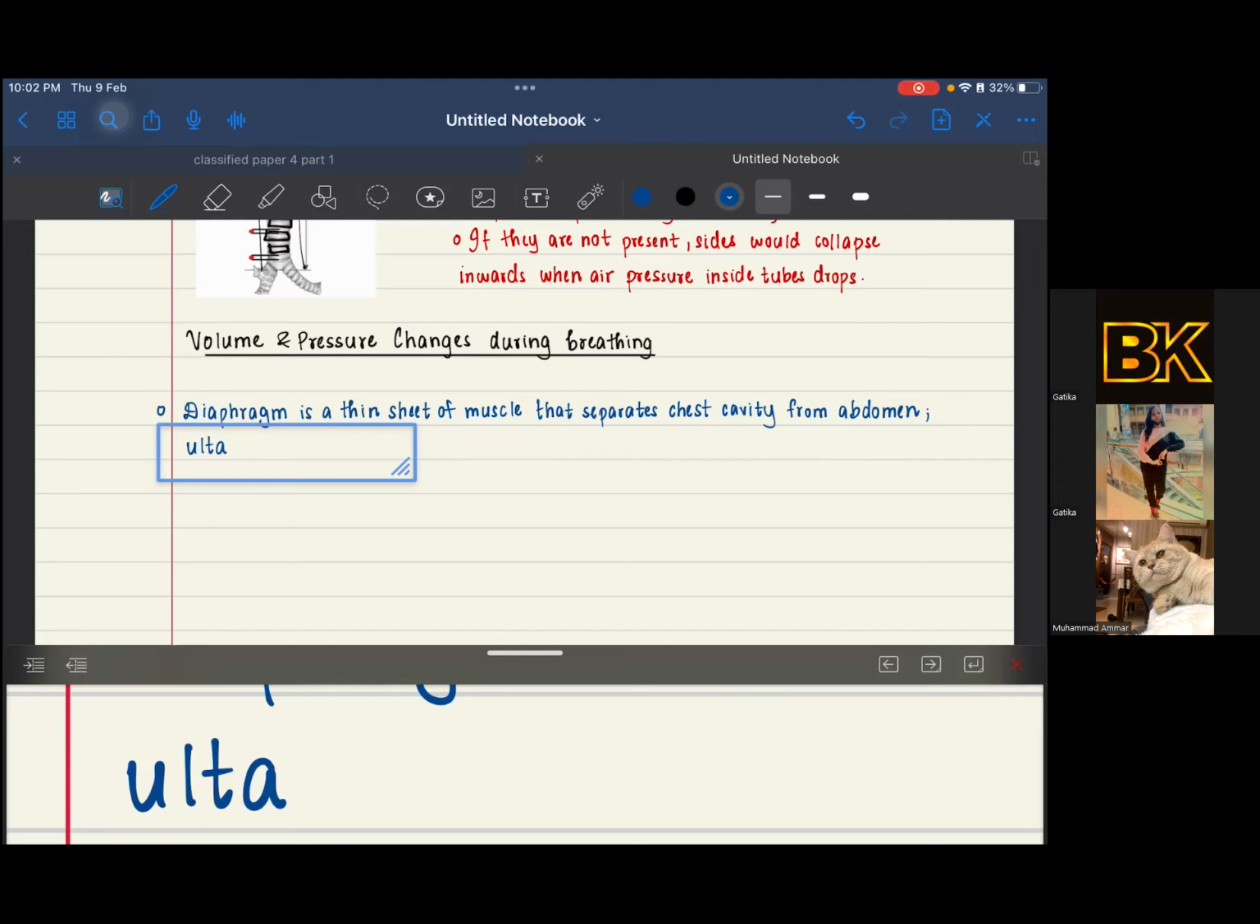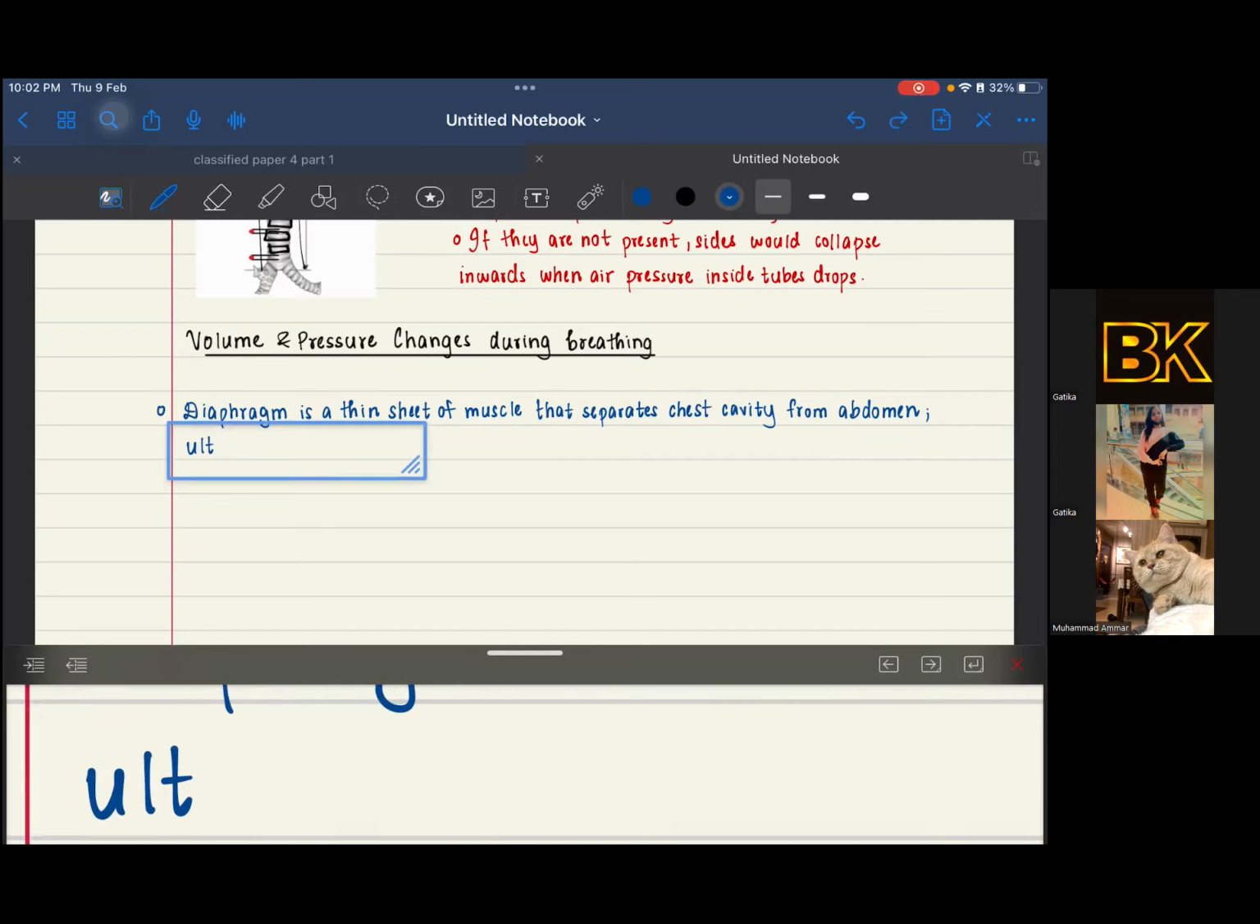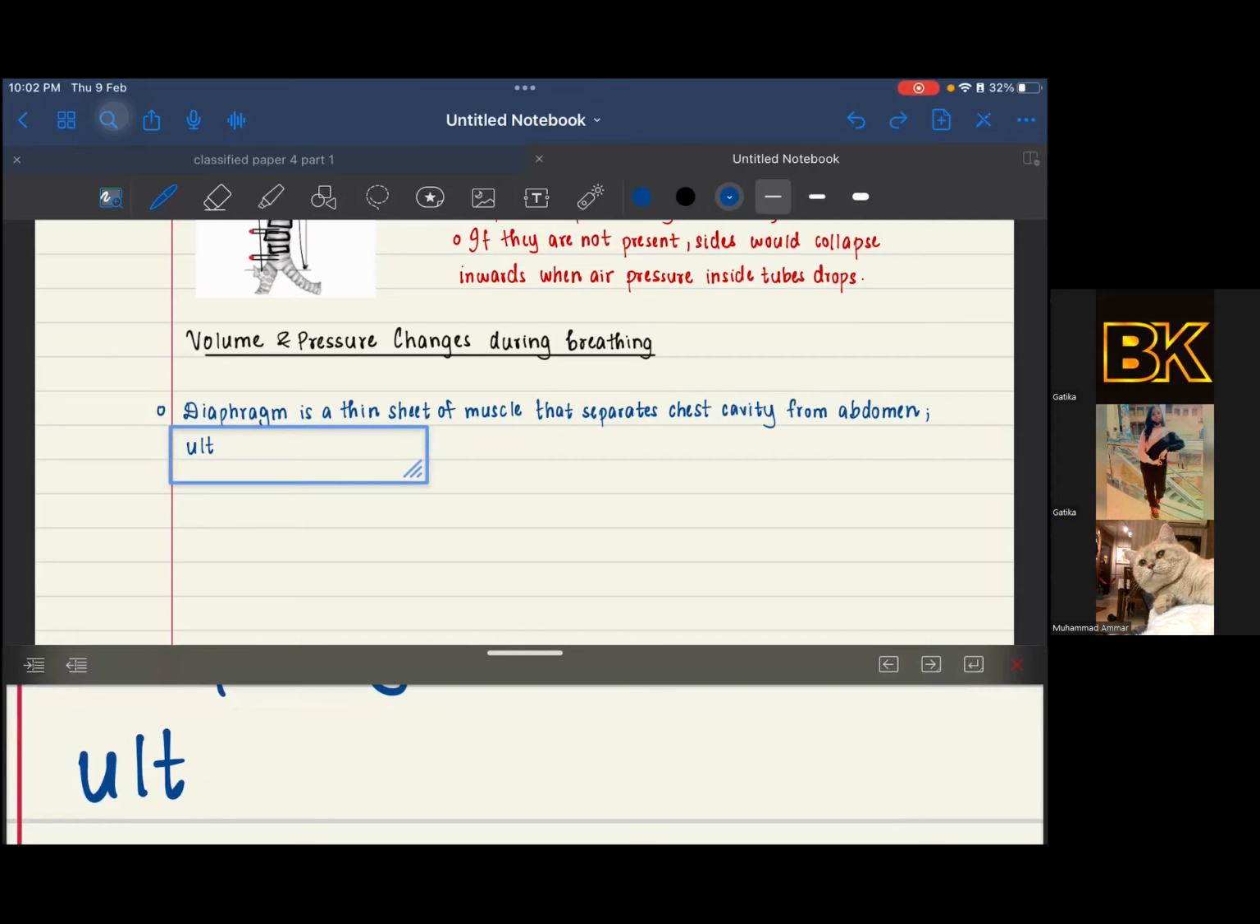Basically, ventilation means controlling the air. When we breathe in, the diaphragm contracts. When we breathe out, the diaphragm relaxes. So it basically helps in expansion, contraction, increasing the volume, increasing the pressure, decreasing the pressure. So it's basically helping in controlling the ventilation of the lungs. But we will see how it does that.